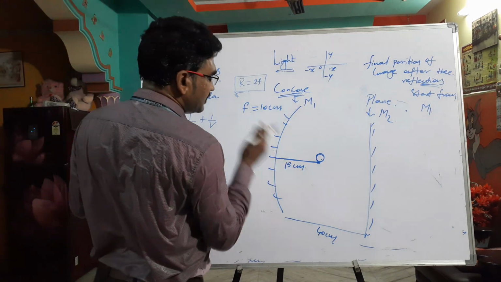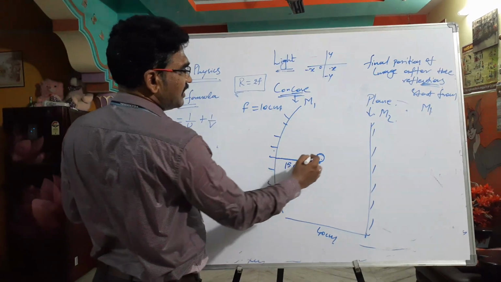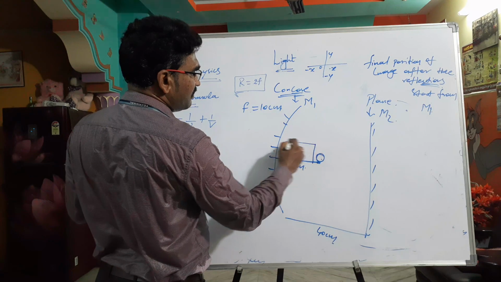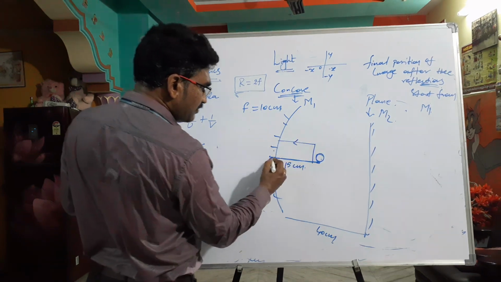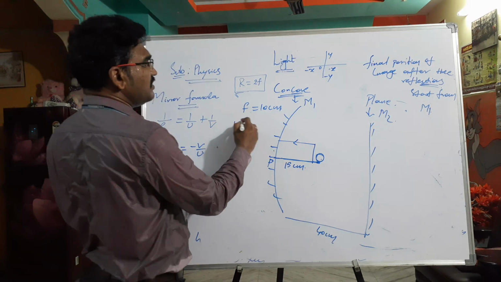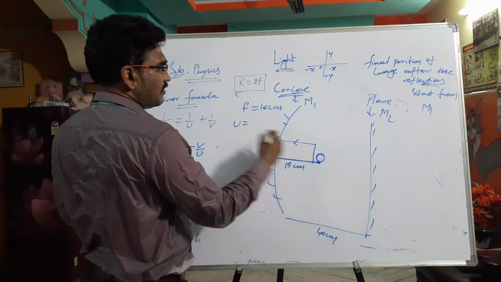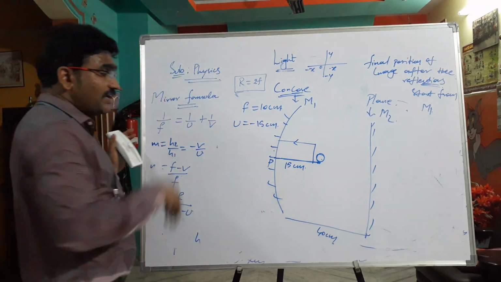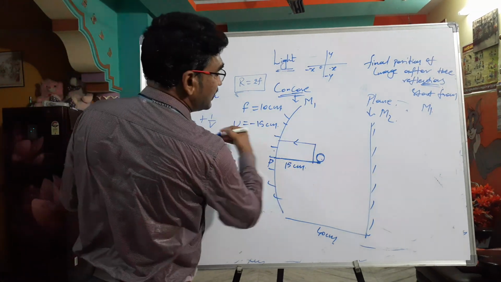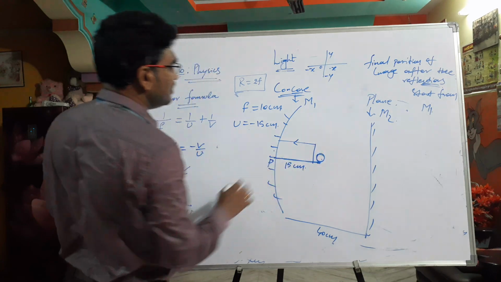Now what is the object distance? 15 centimeters. Actually the object is here. When we draw like that, this is the pole. Incident rays are moving in this direction, but we measure in this direction. So U is equal to minus 15 centimeters. Why do we take minus? Incident rays are moving in this direction, but we are measuring in this direction.